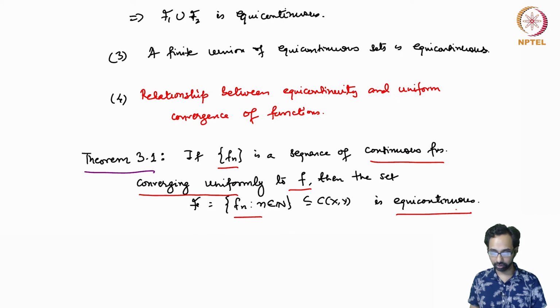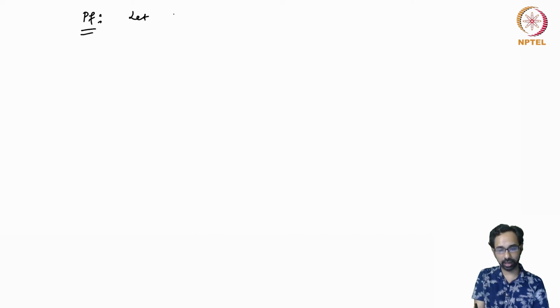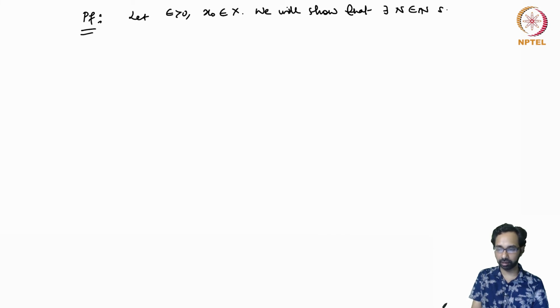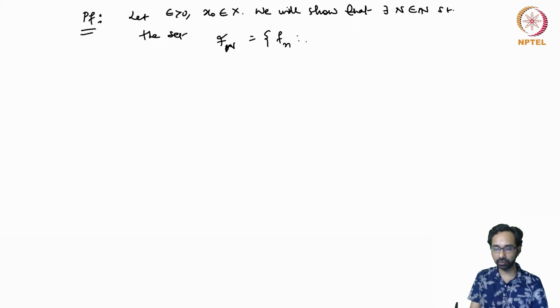So let us show this. Let epsilon be greater than 0, and we choose a point x0 in X, and we will show that there exists a capital N such that the set F_N, which is just the terms in the sequence which have index greater than or equal to N, is equicontinuous.